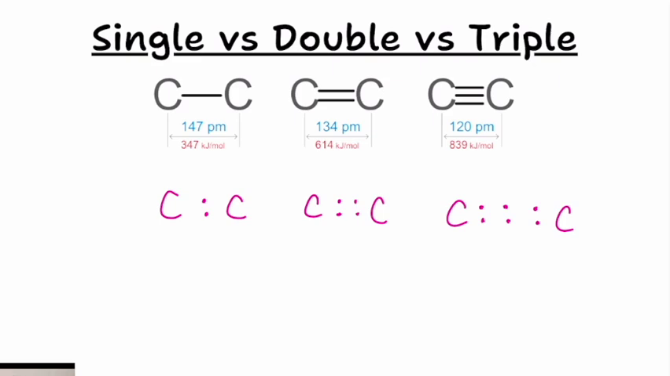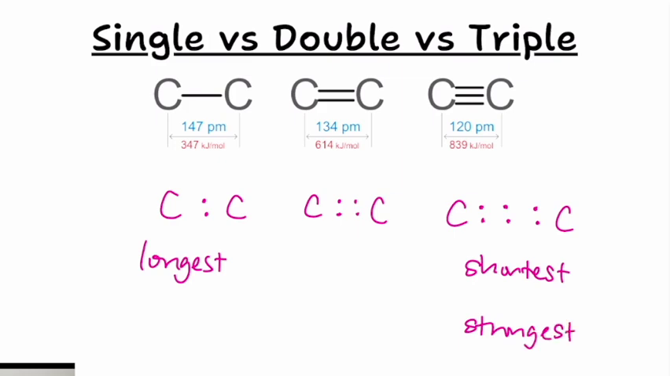So the carbon-carbon single bond is the longest. And then the carbon-carbon triple bond is the shortest, while the triple bond is the strongest. And the single bond is the weakest.